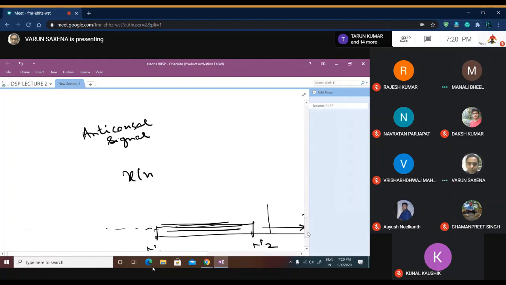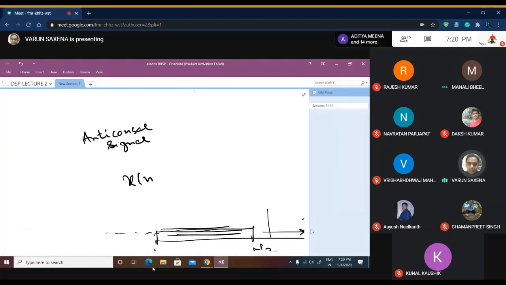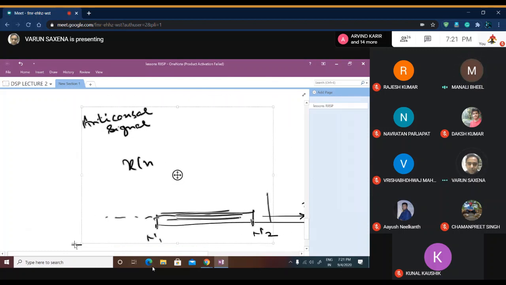That is what I'm saying. But for a left-handed sequence, n2 can be a positive number, but the sequence will have a value 0 beyond n2, because n2 I'm considering to be a higher value than n1. That is what I'm saying.